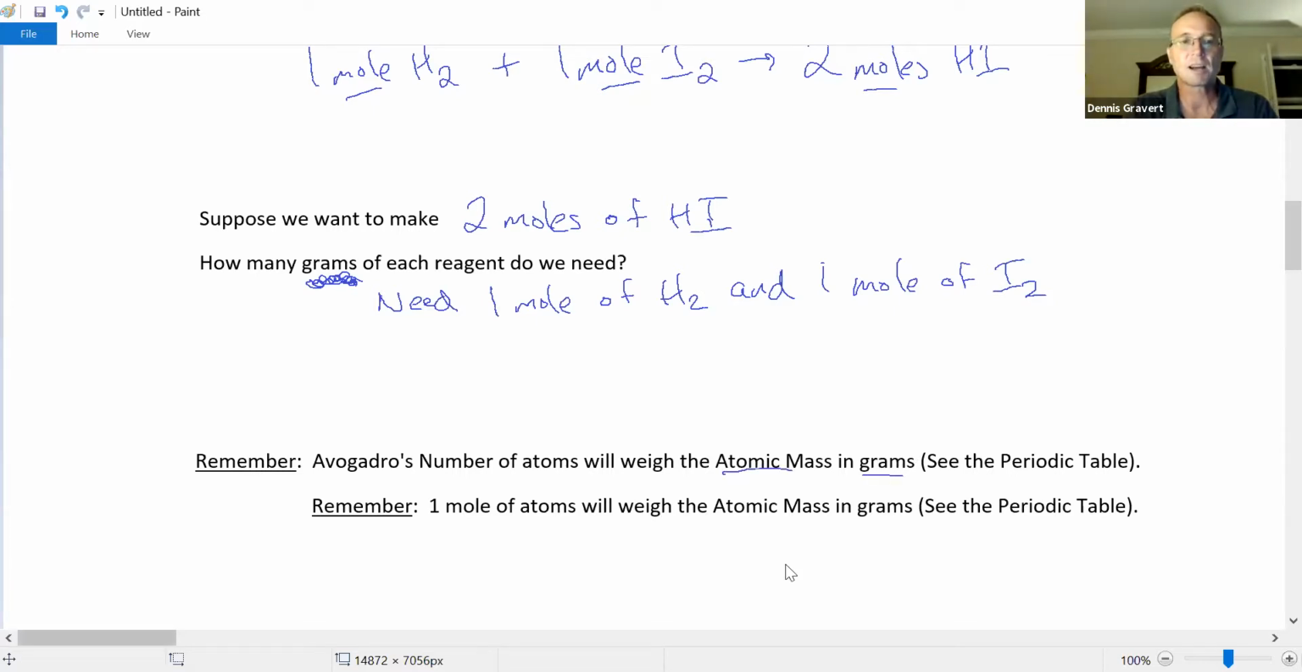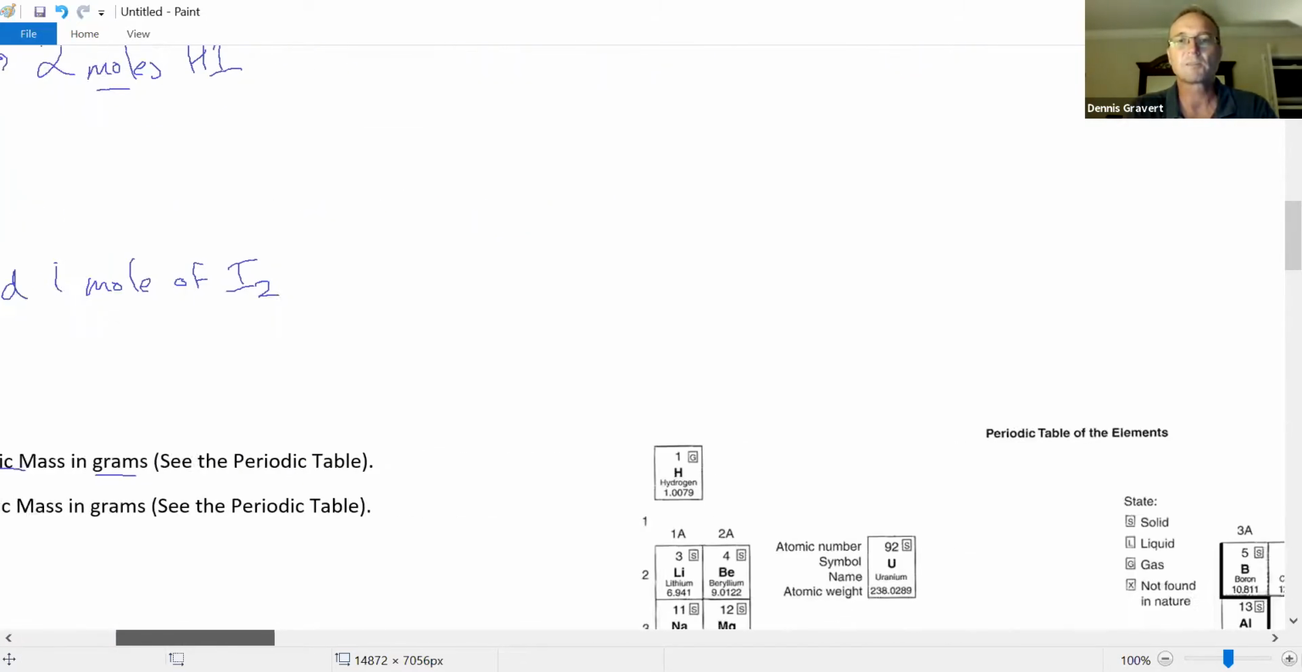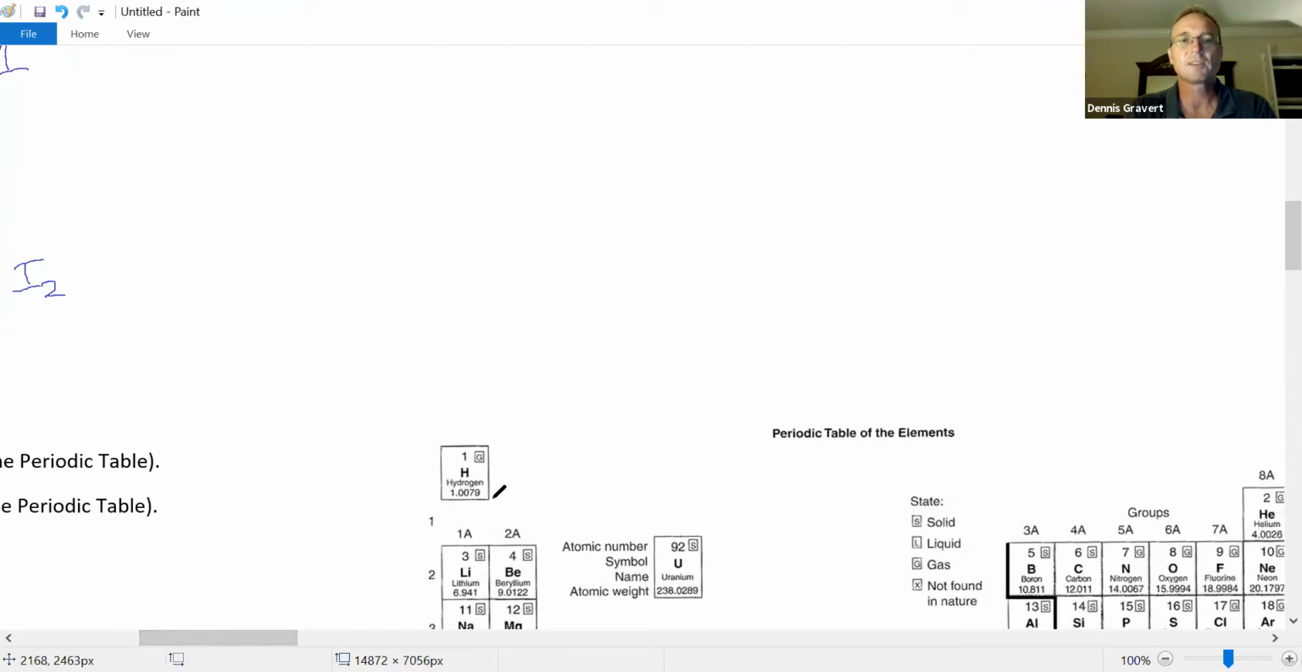So what are we talking about? Go back over here to the periodic table. Here's the atomic mass, sometimes called the atomic weight. For hydrogen, that number at the bottom, if it's too small of a font size, is 1.0079. It's the atomic mass unit, the average weight of a hydrogen atom.